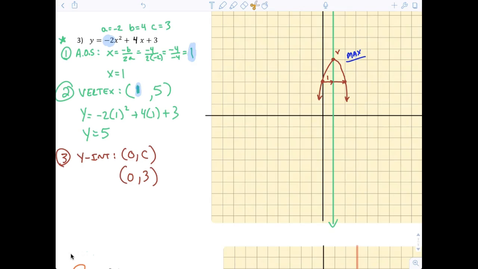How do you know what's minimum and what's max? If it goes up, it's the maximum. If it goes down, that's minimum. Yeah. Sebastian, how'd you know that?